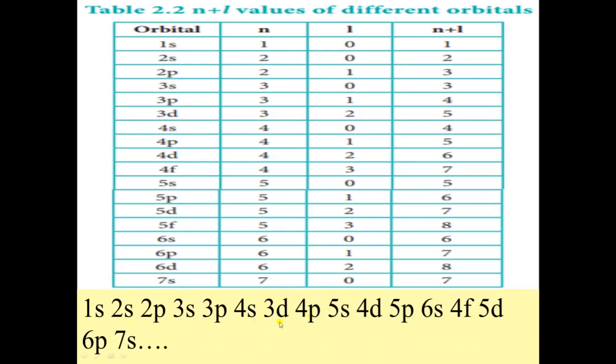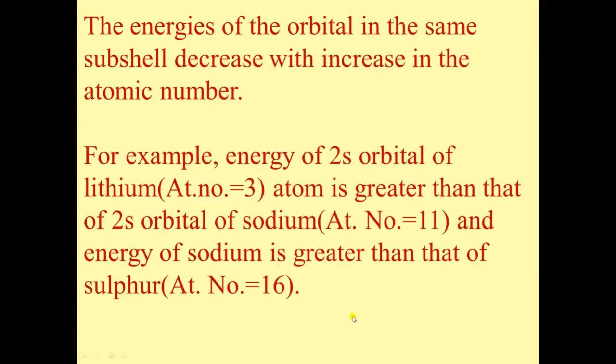You should know these orbitals and their order of energy. Now the energies of the orbitals in the same subshell decrease with increase in the atomic number. So here we will take one example. The energy of the 2s orbital of lithium, whose atomic number is 3, is greater than that of the 2s orbital of sodium, whose atomic number is 11. So here we are comparing the 2s orbital of both the elements. Now as atomic number increases, atomic radii decreases, and as atomic radii decreases, the energy of the 2s orbital will be less. So the energy of the 2s orbital of lithium is greater than that of the 2s orbital of sodium.